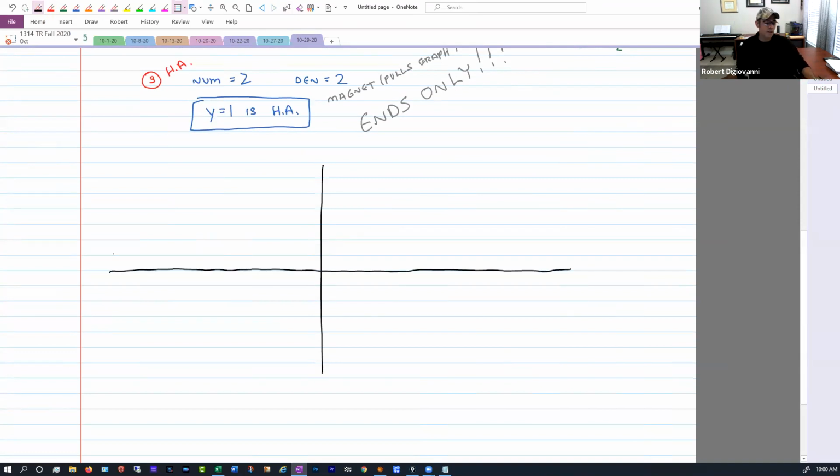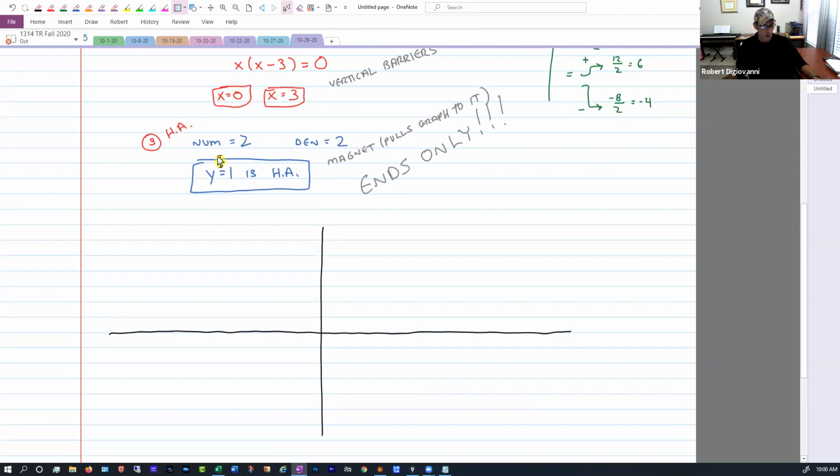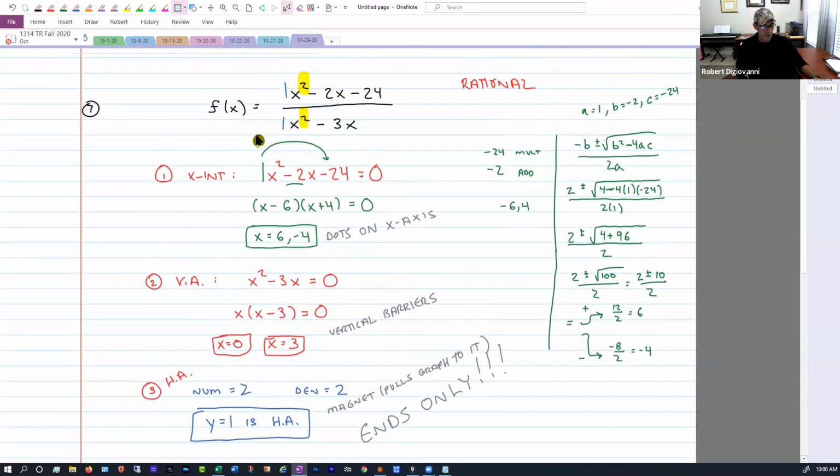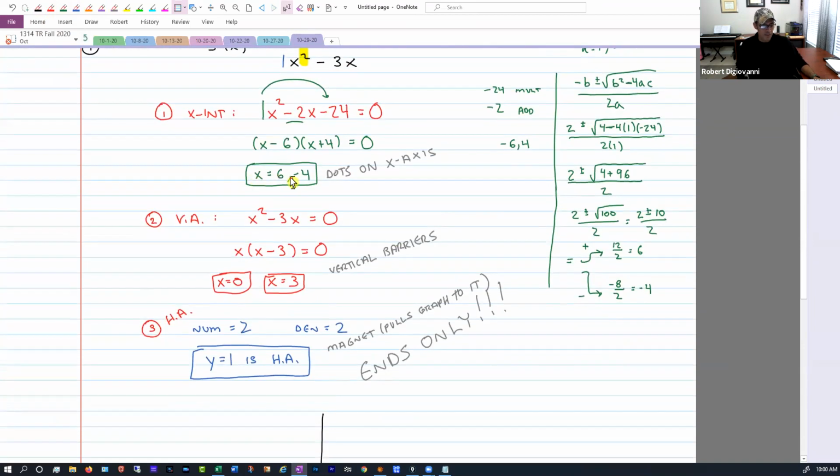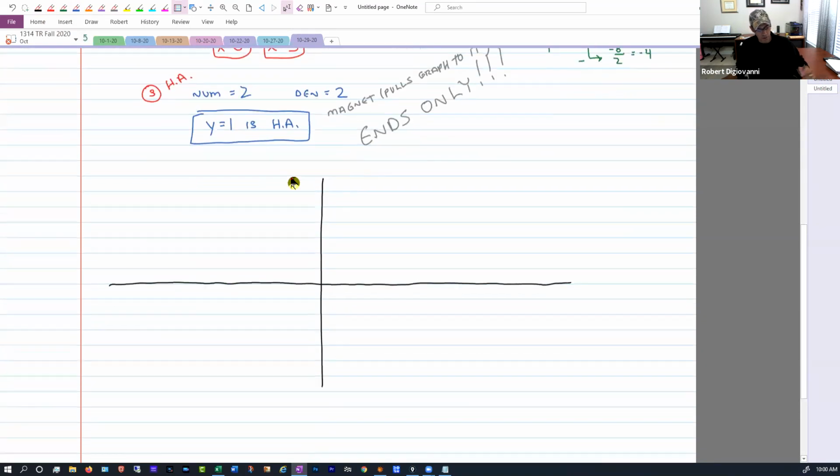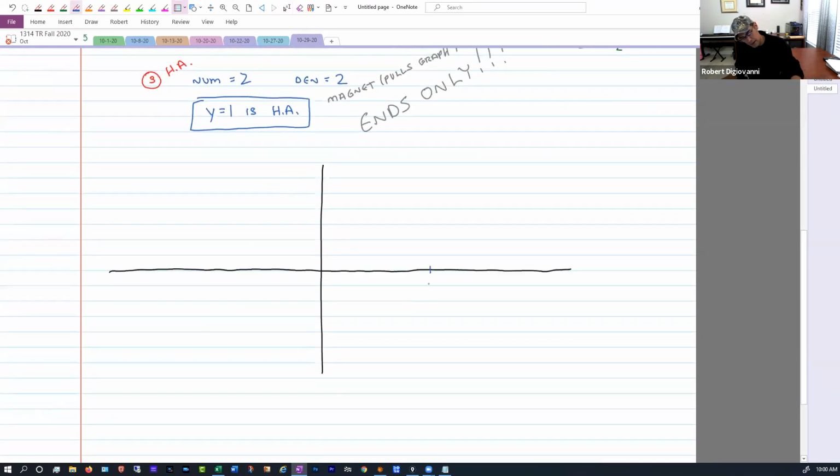Okay, my graph is going to be in blue. All right, I have two x-intercepts at 6 and -4. Those are dots on my x-axis at 6 and -4.